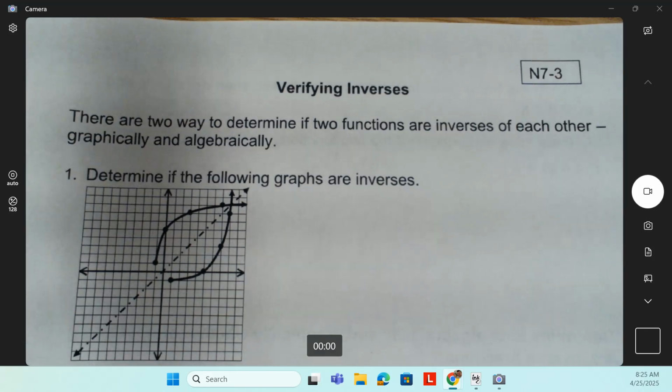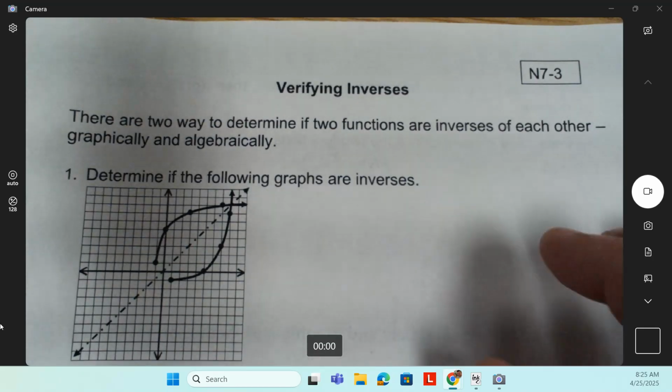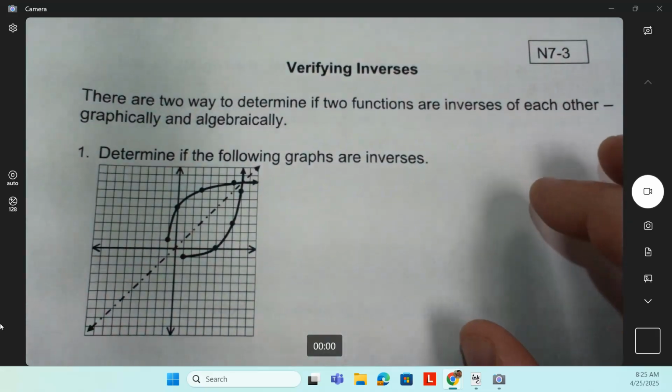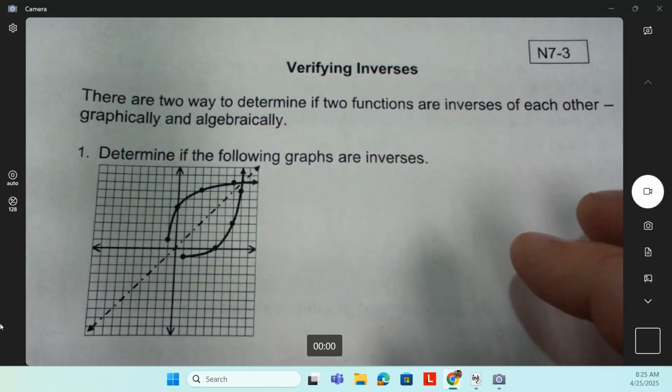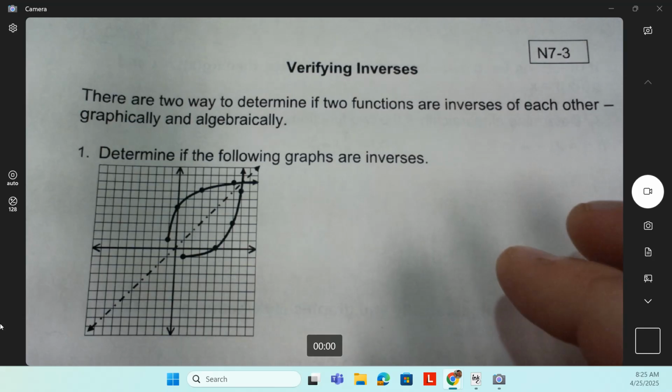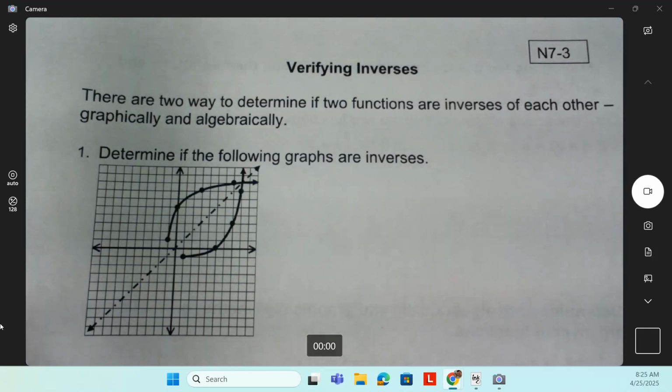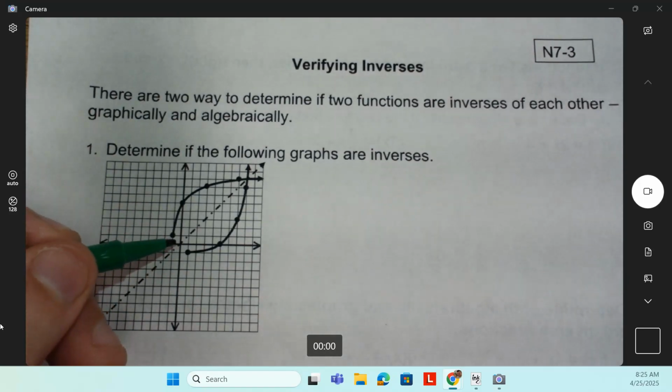All right, we're looking at verifying inverses today. What that does is it looks at a graph or an equation to see if they are in fact inverses of one another. A couple things that we're going to look for is that they're going to reflect one another graphically across the line y equals x.